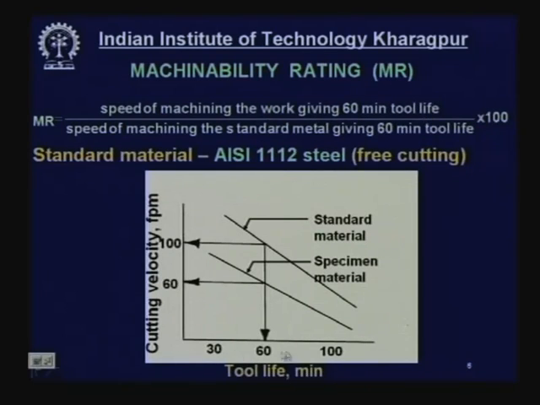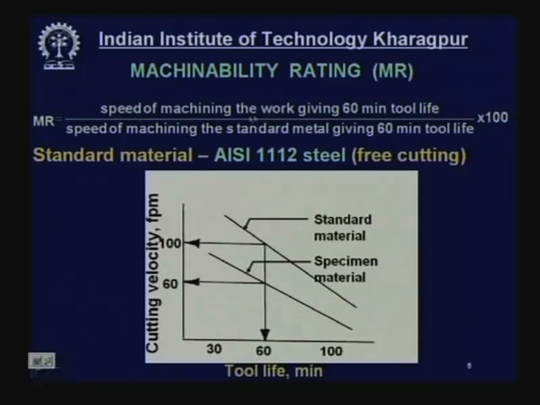Now, look into this diagram. Here this is the tool life and this one shows the cutting velocity, say feet per minute or meter per minute, and this is the curve. That means, with increase in cutting velocity, the tool life will be reduced. When the cutting velocity is low, the tool life will be long, and this is the log plot of cutting velocity and tool life. Now, this is the specimen material and this is the standard material.